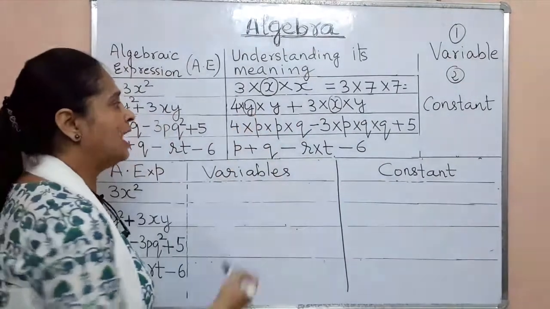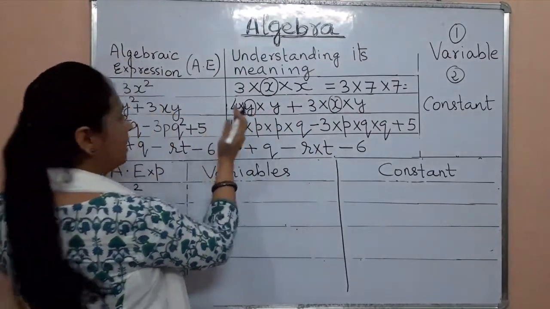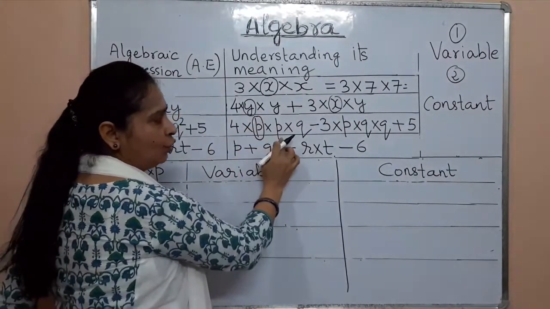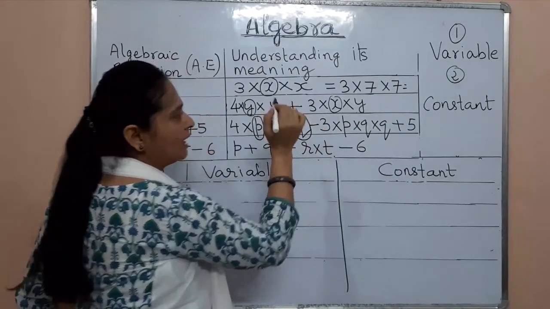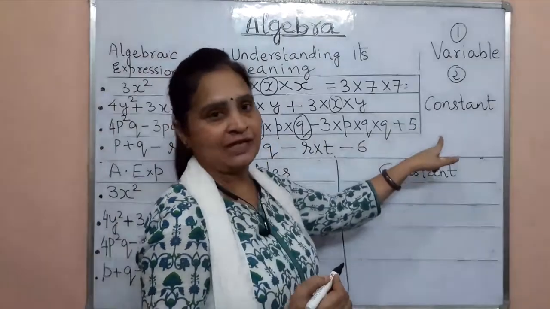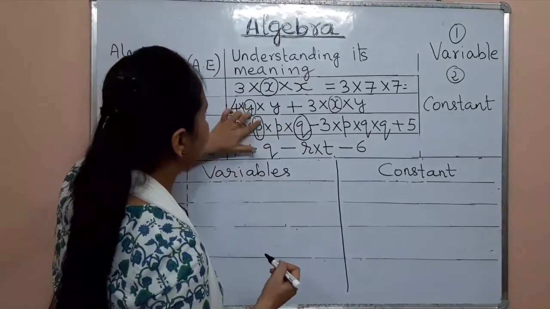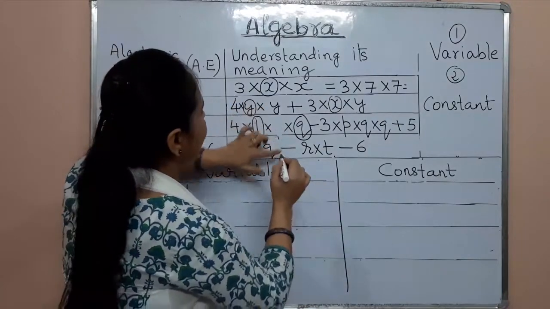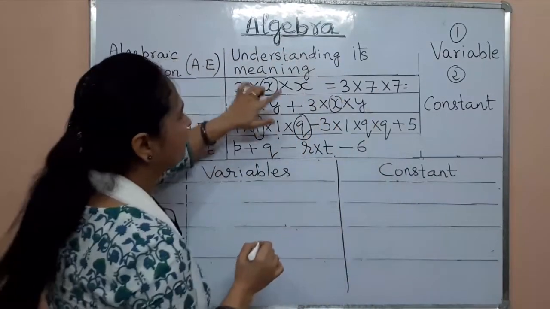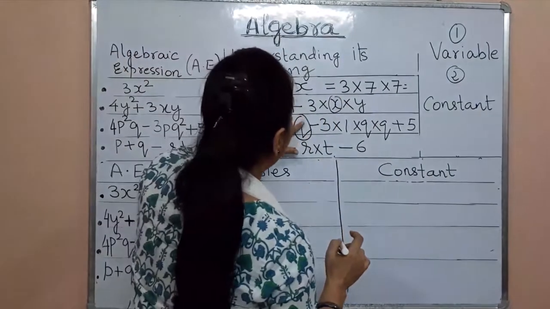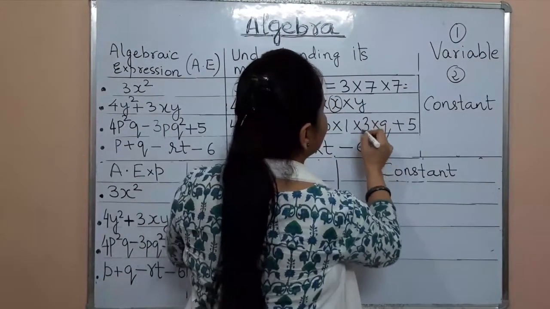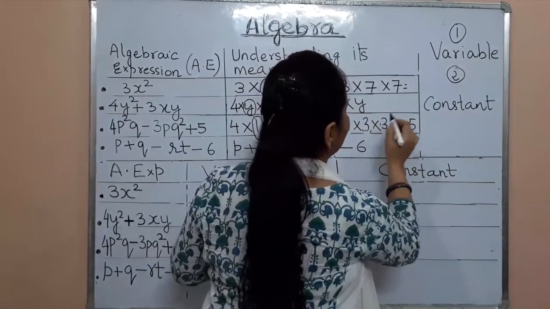Now similarly, you can see for this complete algebraic expression, if we know the value of p, we will get the value here also, the same value. If we know the value of q, then we will be able to find out this whole expression. Suppose p is 1, then 1 will be replaced in every p, and if I say q is 3, then this will be replaced by 3. Here we have q which will be replaced by 3, and here also it will be replaced by 3.